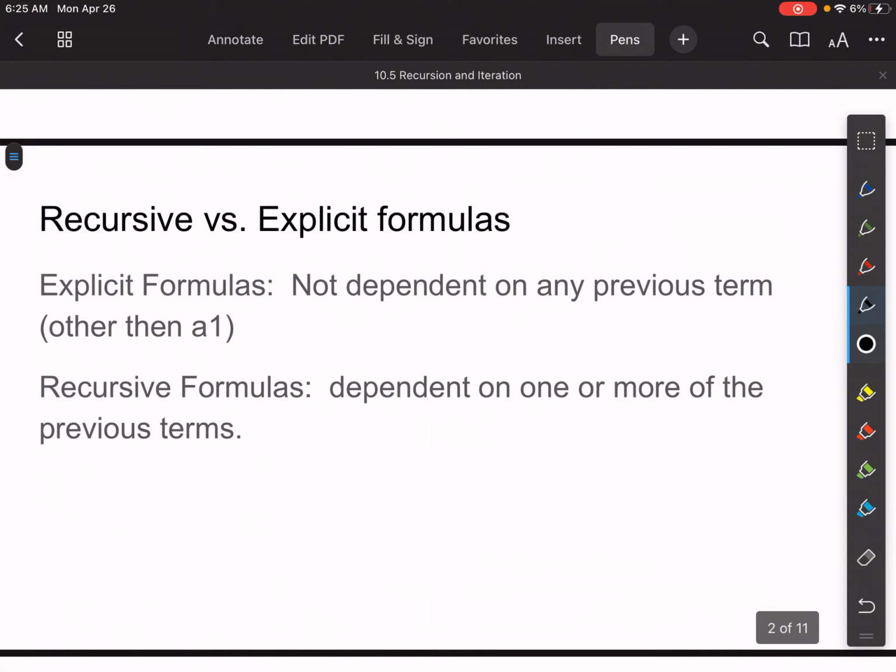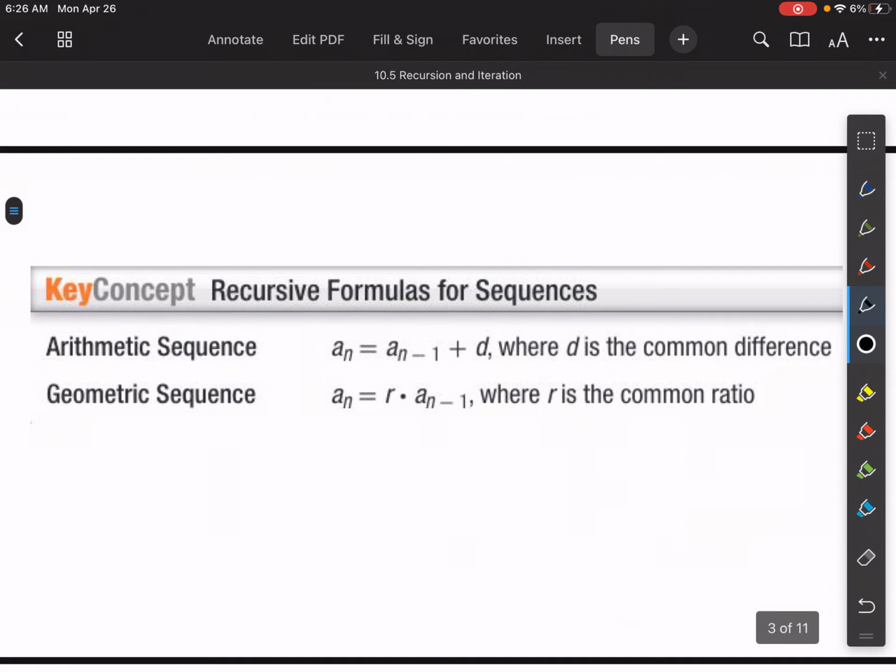So really quick, guys, the difference between recursive and explicit formulas, if you haven't figured it out yet, is that a recursive formula depends on the previous term, whereas an explicit formula does not. Okay, so this one means I take the previous term and I do something to it. That's a recursive formula, and that's what we're going to focus on today. So, two types of recursive formulas. We have the arithmetic sequence recursive formula and the geometric sequence formula.